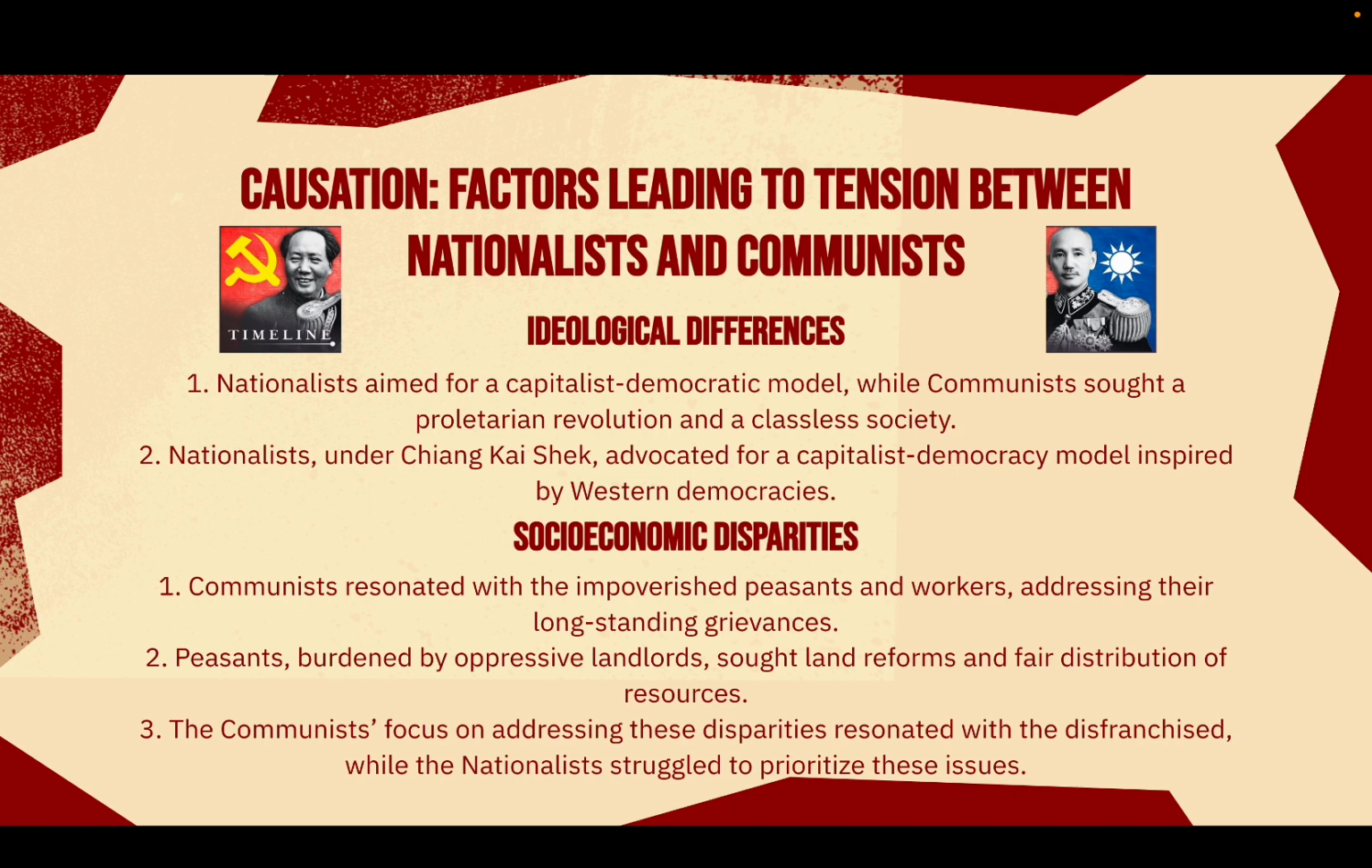Now let's get into the causation. So some factors leading to the tension between the nationalists and the communists were ideological differences. The nationalists aimed for a capitalist democratic model, while the communists sought a proletarian revolution and classless society. Another factor is socioeconomic disparities. The communists resonated with impoverished peasants and workers, addressing their long-standing grievances, and they also focused on addressing these disparities, which resonated with the disfranchised, while the nationalists struggled to prioritize these issues.